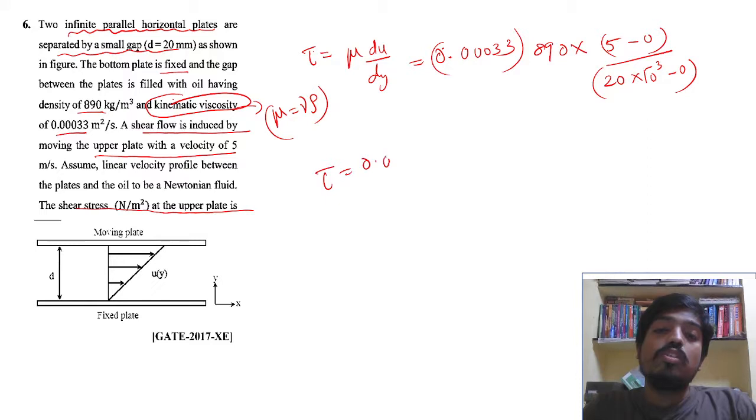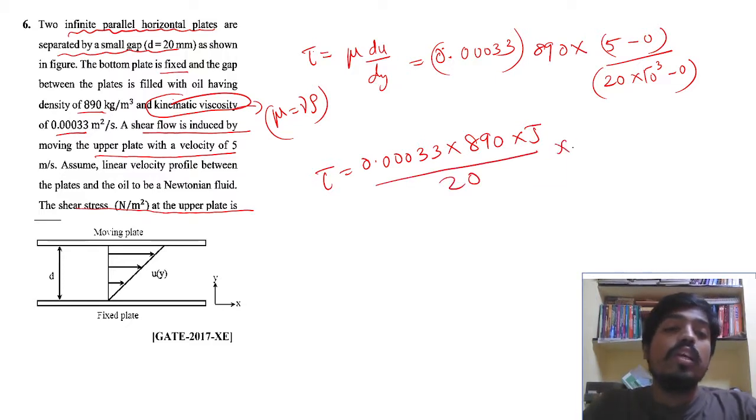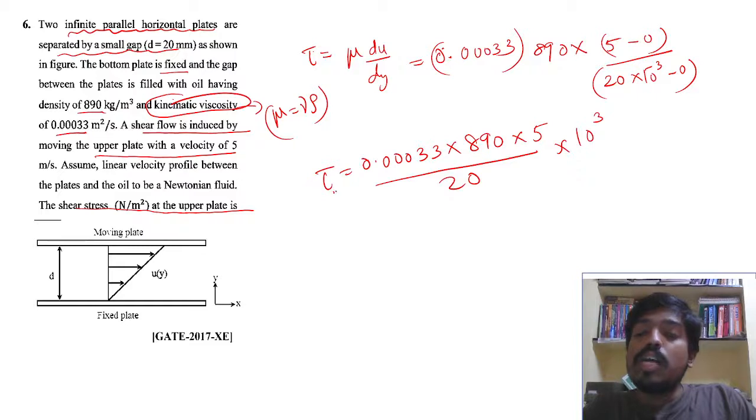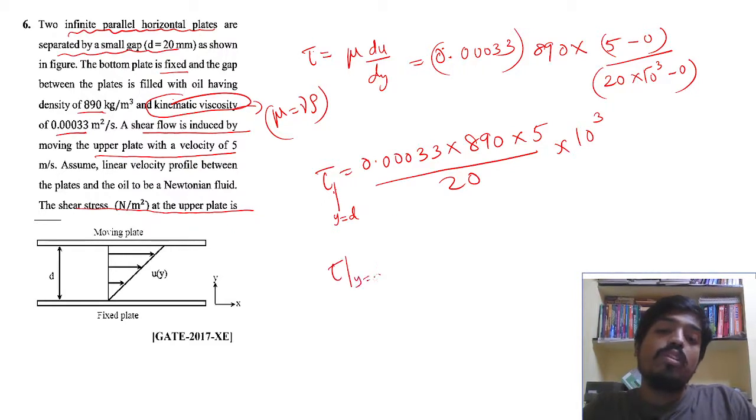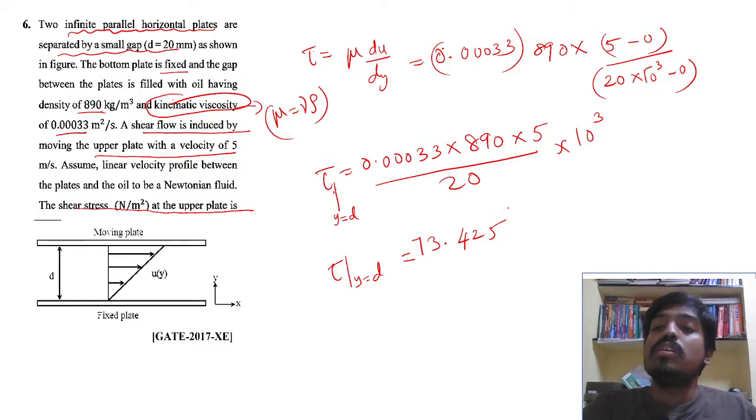So this tau is equal to 0.00033 into 890 into 5 divided by 20 into 10 to the power of 3. So it is at the upper plate, where y is equal to the length D. I am using the calculator for this also: 0.000033 into 890 into 5 divided by 20 into... 73.425. So the answer is 73.425 Newton per meter square.